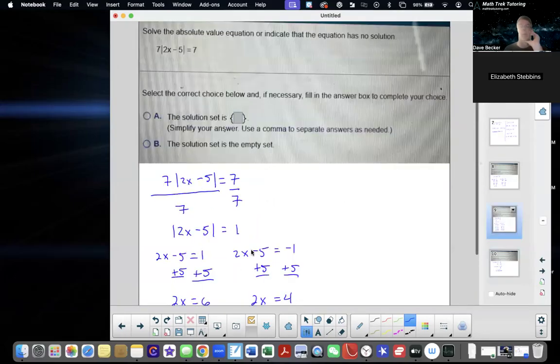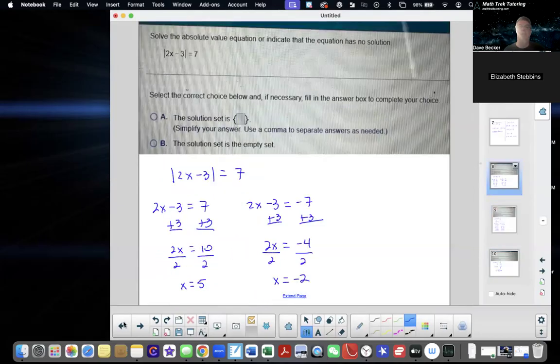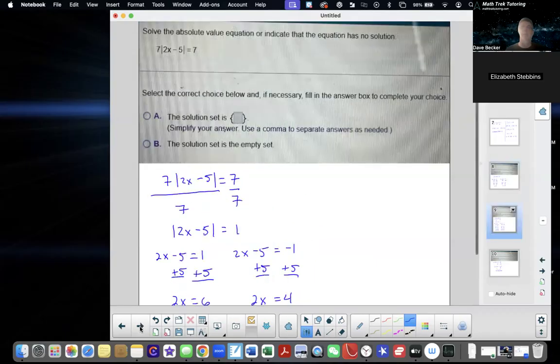Right. So like back here, oh no, let's do one that was sort of easier, like this one. So x is 5, 2 times 5 is 10, minus 3 is 7, the absolute value of 7 is 7, right? 2 times negative 2 is negative 4, minus 3 is negative 7. The absolute value of negative 7 is 7, right? So you know these are correct. I was trying to save you from having to check these just to save you some time.